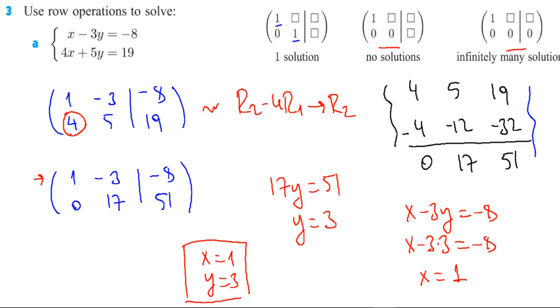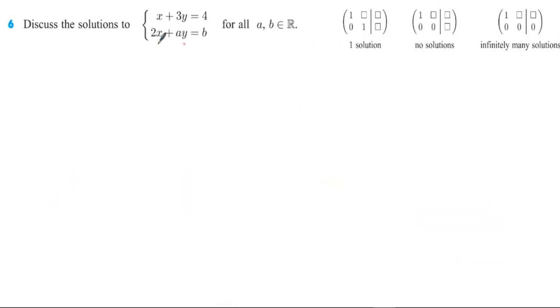What if the main problem comes when we are given letters? Okay, so here we have letters, so we have to decide what kind of a and b will give us infinitely many solutions or no solution. So let's discuss the solutions for a and b, all real numbers. So what do we need to do?